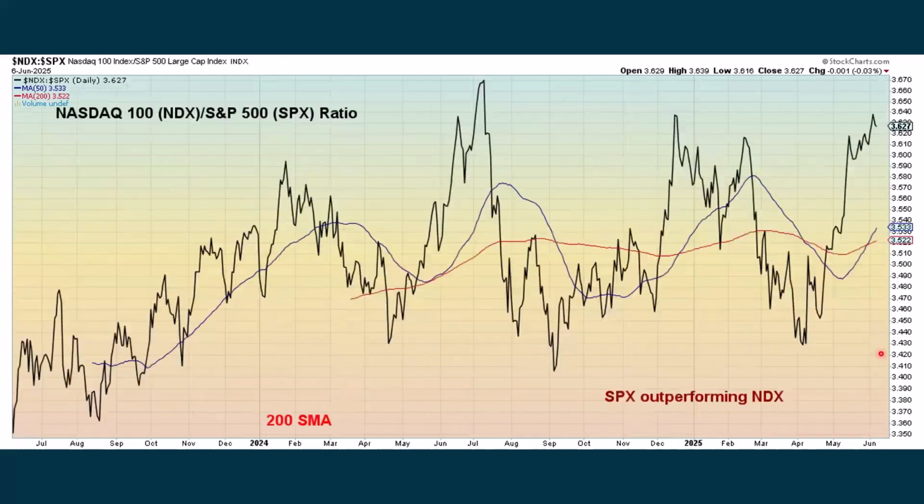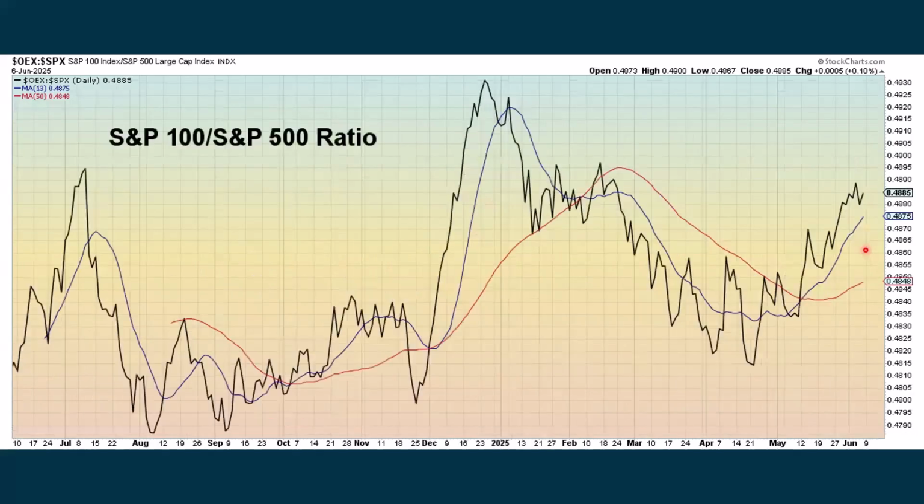We look at the NASDAQ 100, which is growth, compared to the S&P 500, which is both growth and value. And in a more positive environment, we want to see this ratio going up. And we just generated a golden cross here with this ratio. That's more positive for the market. We look at the biggest stocks that make up the S&P 500.